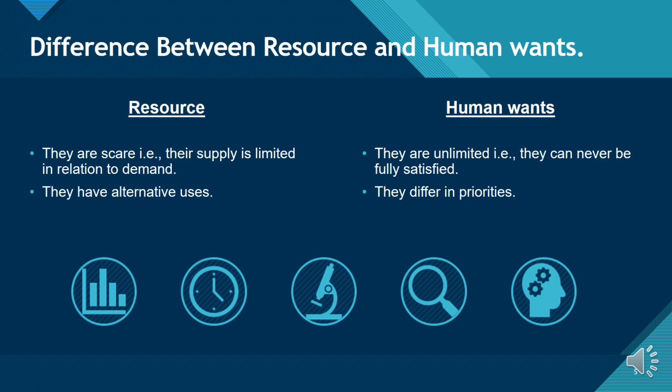When it comes to human wants, they are unlimited and can never be fully satisfied. If one want is satisfied, another want will arise, and they differ in priorities. Human tendency or human wants always fluctuate, and depending on the priorities of the humans, the wants will arise. So these are the differences between resources as well as human wants.